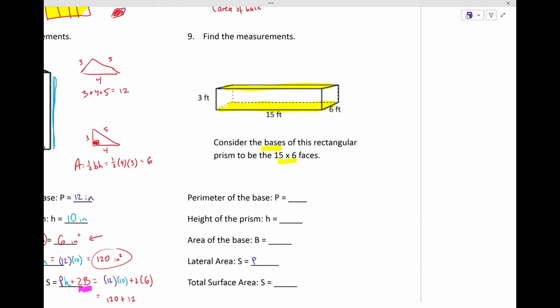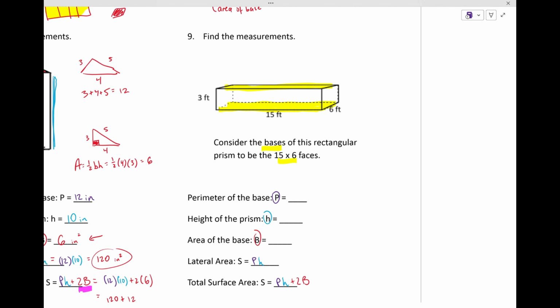Lateral area, P times H, that's on our star sheet. Total surface area, P times H plus 2B. Capital B stands for area of the base. Capital B is different from the lowercase b. So we've got to find those ingredients. We need P, we need H, and we need B.